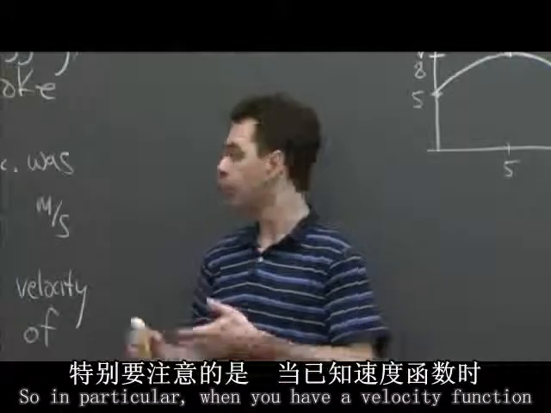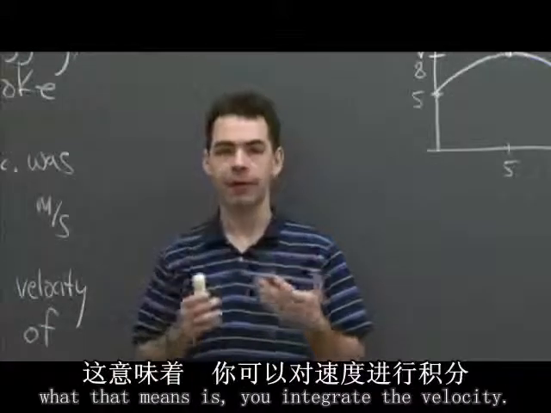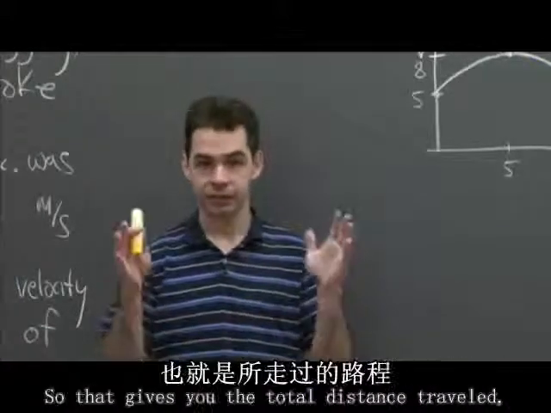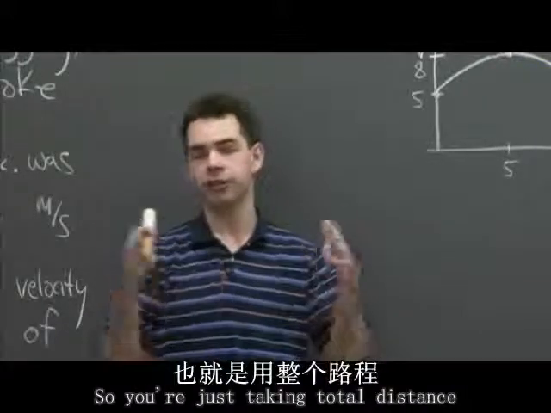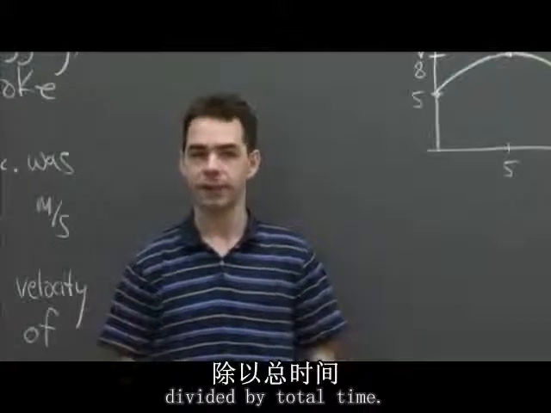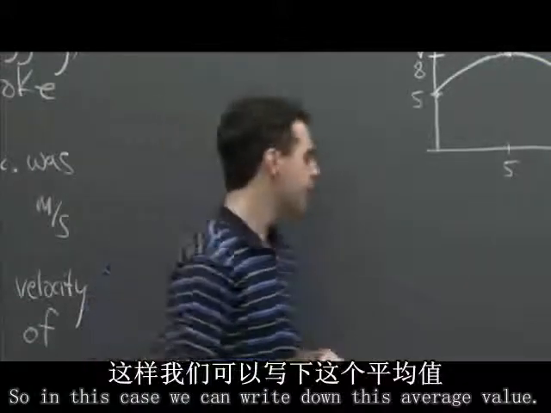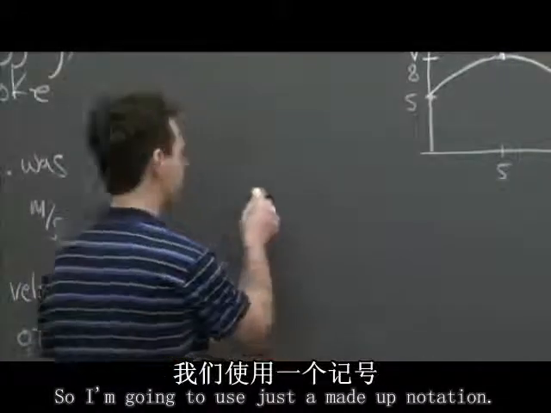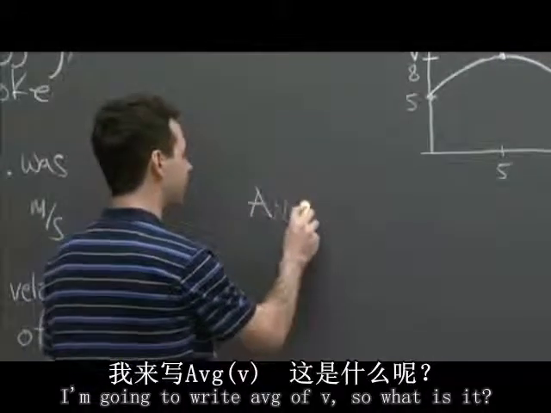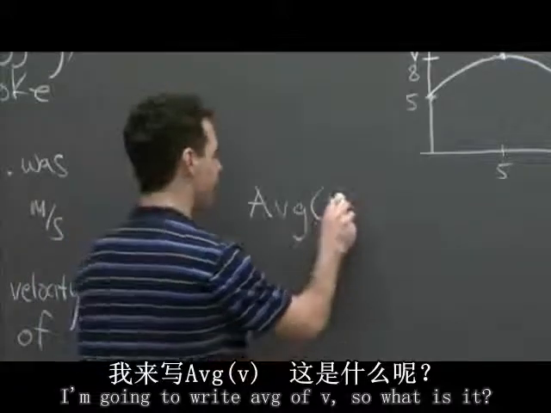So in particular, when you have a velocity function, what that means is you integrate the velocity. So that gives you the total distance traveled. And then you divide by the time interval. So you're just taking total distance divided by total time. So in this case, we can write down this average value. I'm going to use just a made-up notation. I'm going to write AVG for average of v.